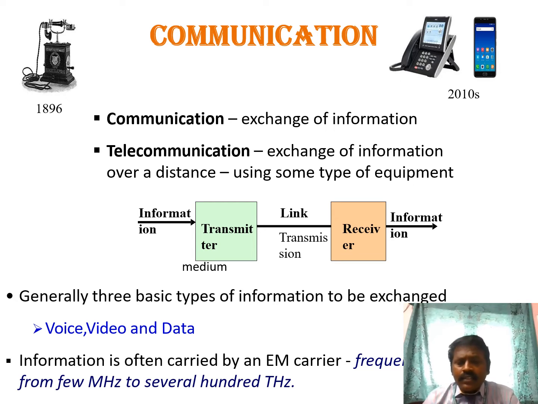Generally there are three basic types of information to be exchanged between transmitter and receiver: voice, video and data. The information is carried from the transmitter to the receiver in the form of an electromagnetic carrier. Electromagnetic carriers have different frequency ranges, from hertz to megahertz and megahertz to terahertz. In optical fiber communication, it is in the terahertz range.